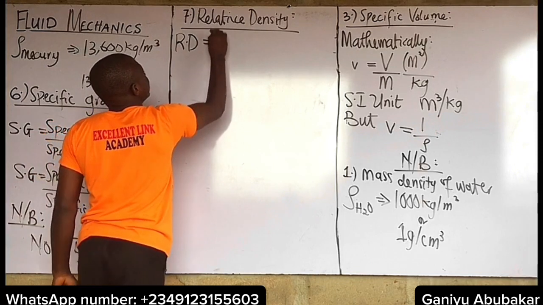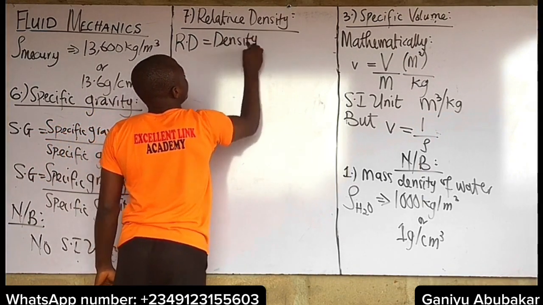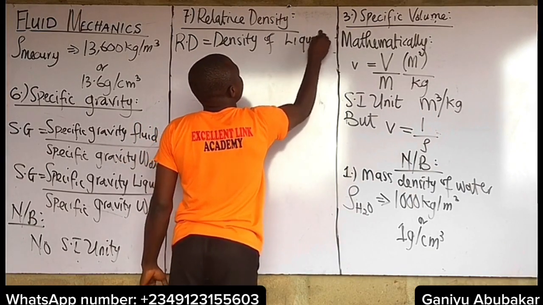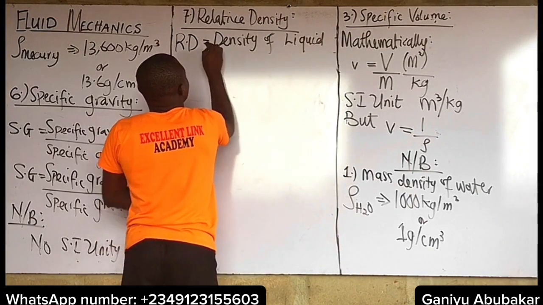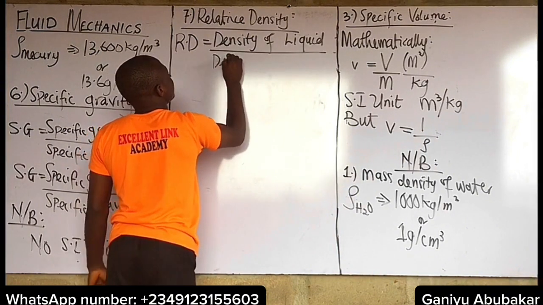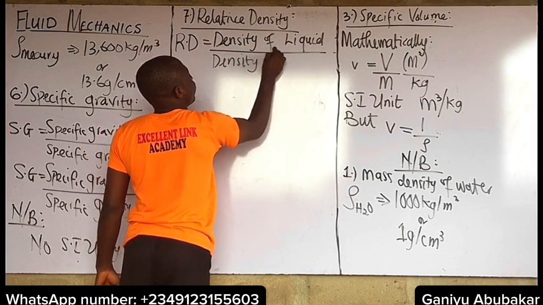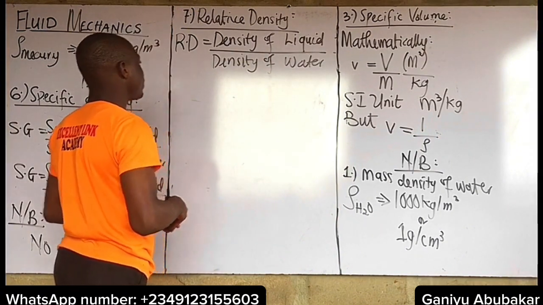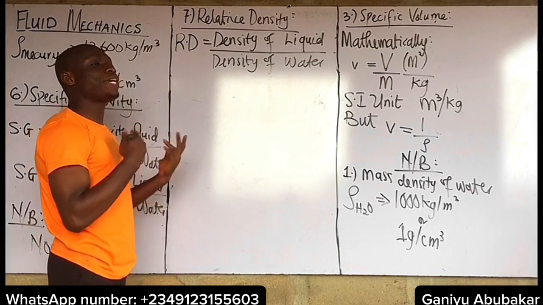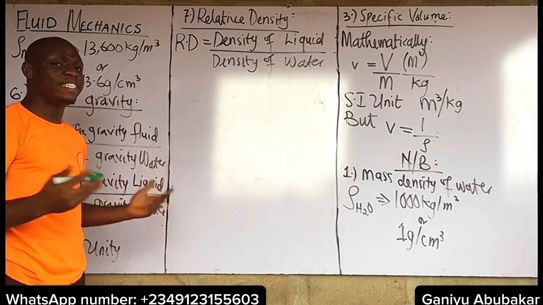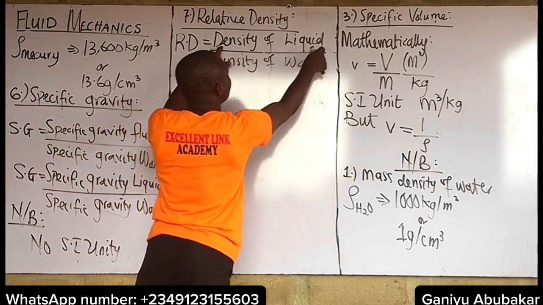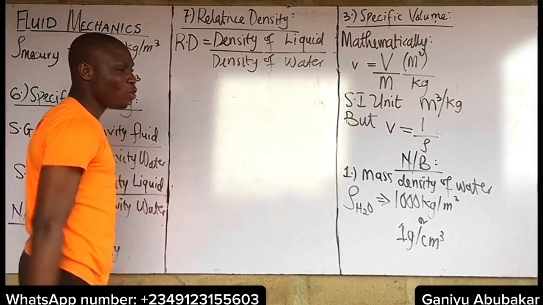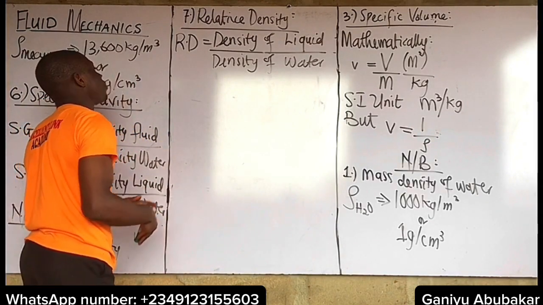You see, the density of a liquid to the density of water. Alright, so the mathematical expression for relative density is given as density of liquid over density of water. Don't cram this stuff. Understand them, please.